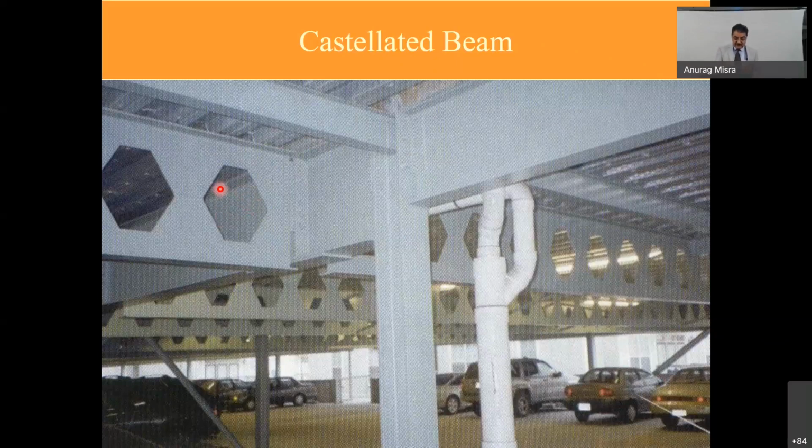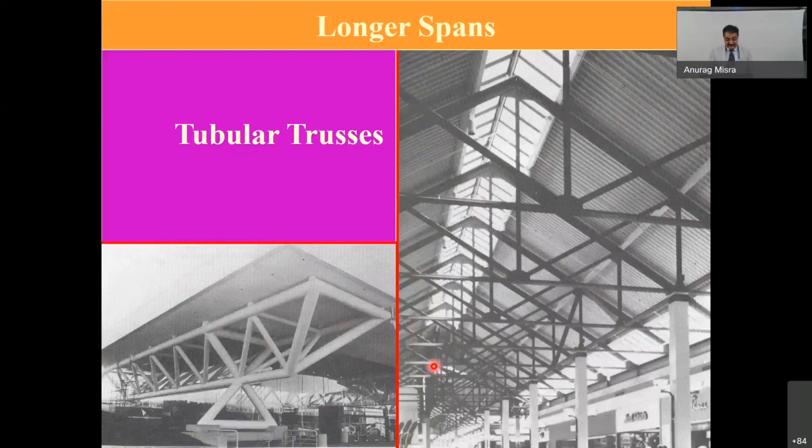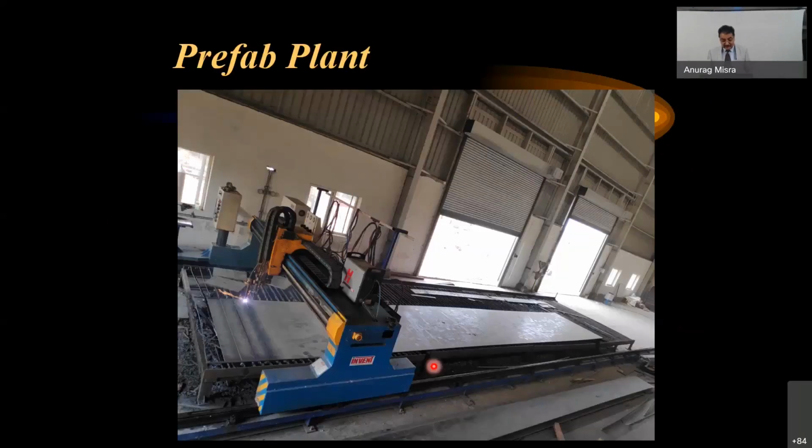because it is easier to carry the services here, because now the service people actually are always skeptical how the services are going to go. If they are going here, then the false ceiling further comes down, and in that case, the building height needs to be increased. So this is how we deal with the castellated beams, and with these we could create larger spans in tubular trusses.